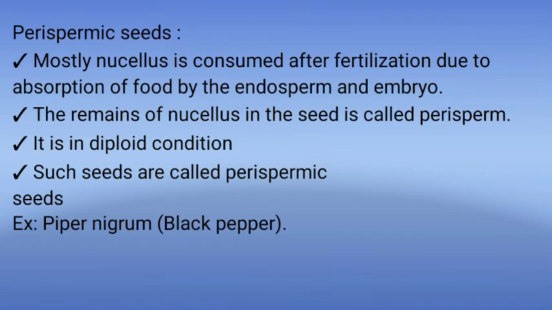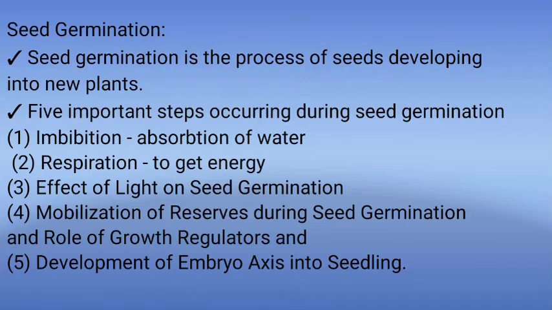The next topic is perispermic seeds. Mostly the nucellus is consumed after fertilization due to absorption of food by the endosperm and embryo. In some plants, the remains of the nucellus in the seed is called perisperm, which means persistent nucellus present in the seed after fertilization. Perisperm is in diploid condition. Let's see examples for perispermic seeds: Piper nigrum, black pepper.